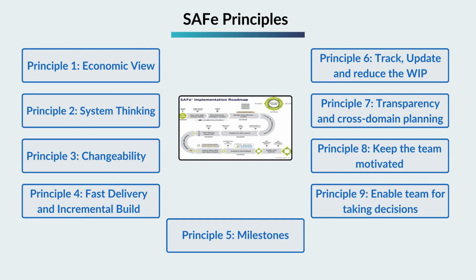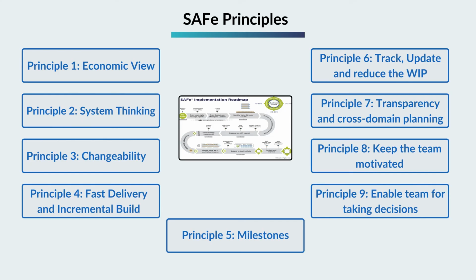Principle 9, Enable team for taking decisions. Leader can keep the decision-making authority for the strategic business-related works, but enabling team to take decision for the items under their control creates an atmosphere of ownership among the team, and it will also reduce the wait time.